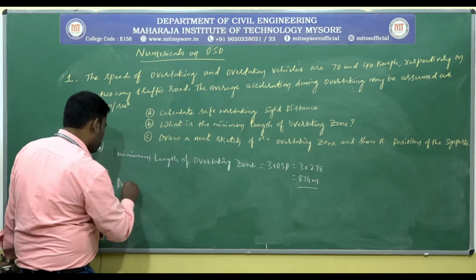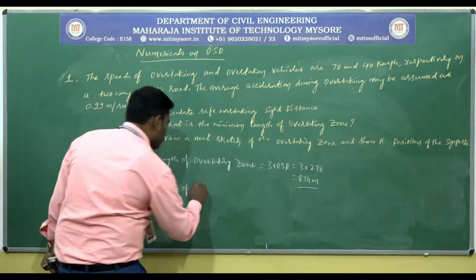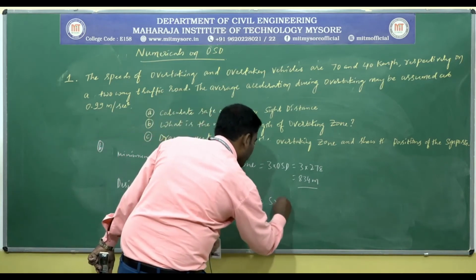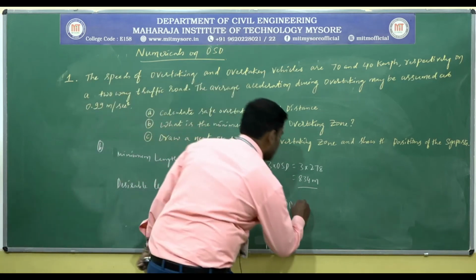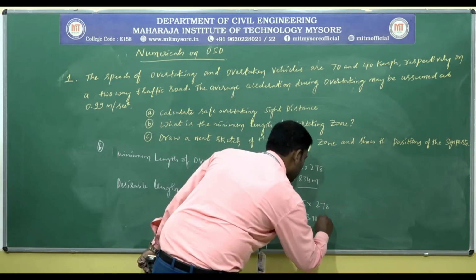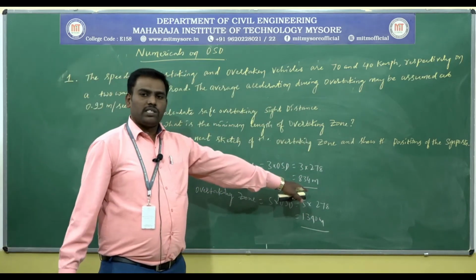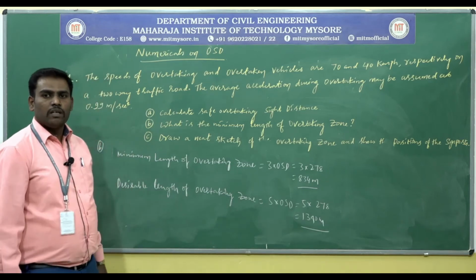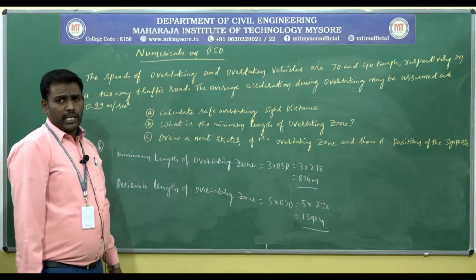Similarly, desirable length of overtaking zone is about 5 times of overtaking side distance. That is 5 times of 278. You may get about 1390 meter. Minimum length of overtaking zone is 3 times of OST, you may get about 834 meter, and the desirable length of overtaking zone, you may get about 1390 meter. This is regarding the case number B.